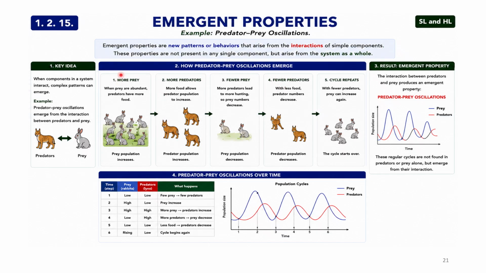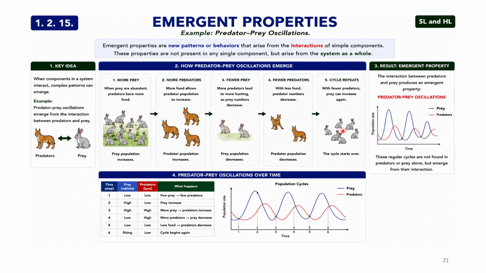When prey populations, such as rabbits, increase, food becomes abundant and predator populations, such as lynx, also increase. As predator numbers rise, prey populations decline due to increased predation. With fewer prey available, predator populations then decrease because of limited food. Reduced predator pressure allows prey populations to recover, and the cycle repeats.